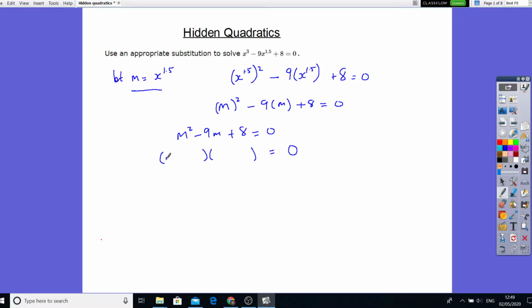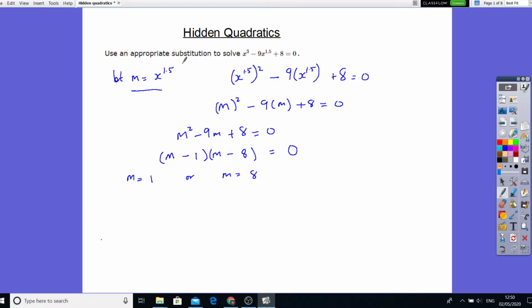So first of all, let's put m in each corner. Then we've got the 8 and the 1 in these corners, and they both have to be negative. In your head, you should quickly check: m times m is m squared, m times minus 8 is minus 8m, minus 1m gives minus 9m, and minus 1 times minus 8 gives positive 8. Happy days. So either this bracket equals 0 or this bracket equals 0, so m can equal 1 or m can equal 8.